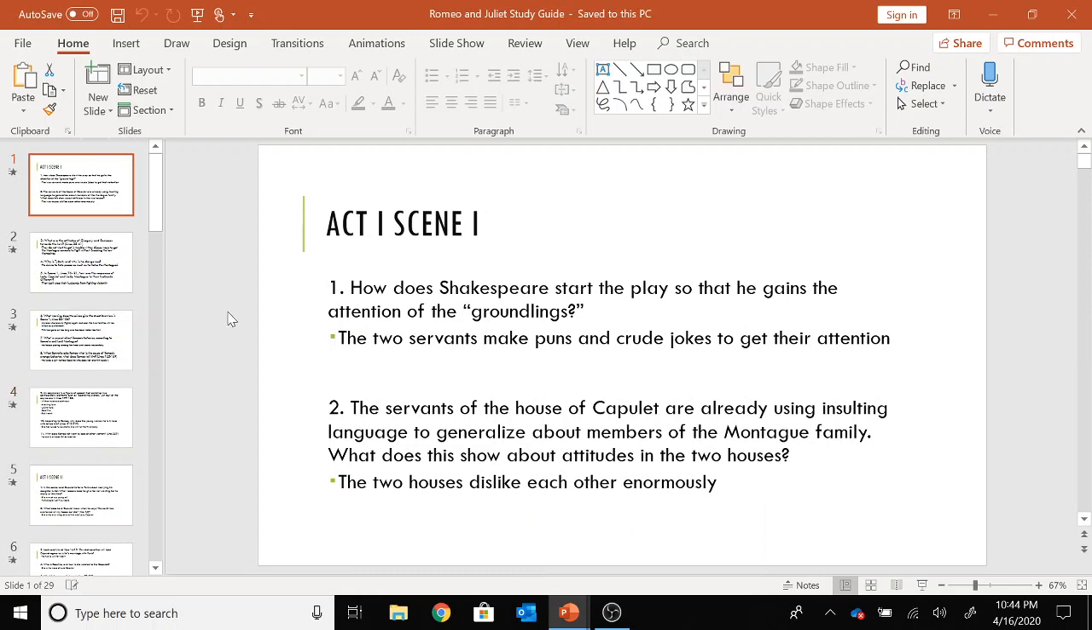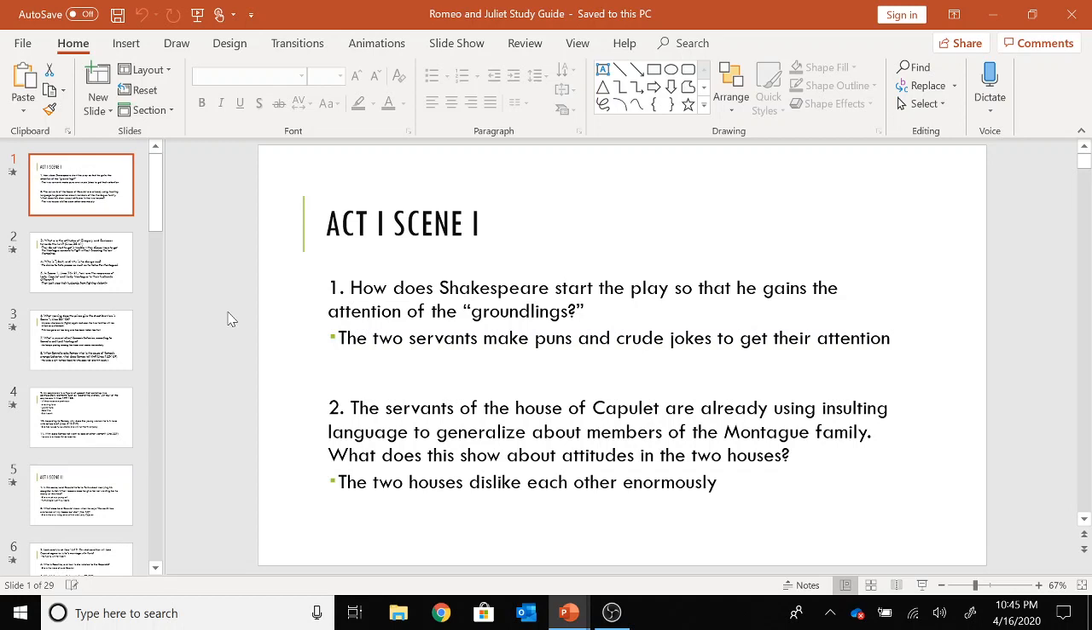So let's go ahead and get started. So we have: how does Shakespeare start the play so that he gains the attention of the groundlings? So in order to answer this question, we have to first know what, in fact, a groundling is. What is this word? And again, it's back in that PowerPoint that I was just at with the plot format.